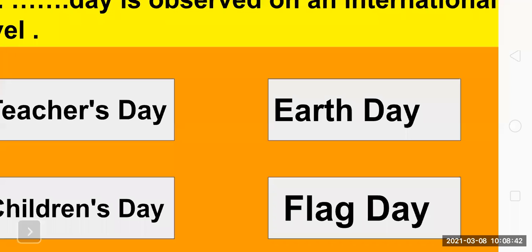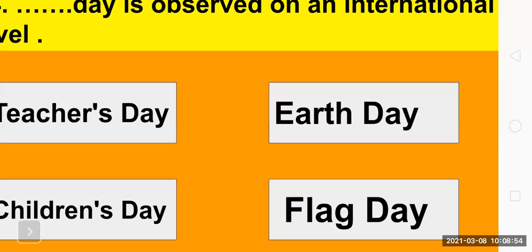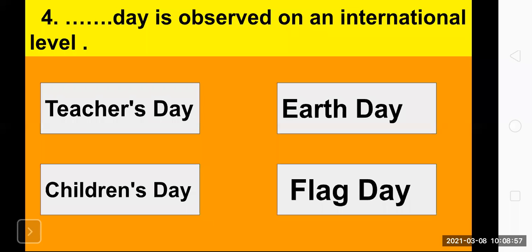Next was: which day is observed at an international level? Teachers' Day, Children's Day, Earth Day, or Flag Day. It is a very common question, students. We celebrate Teachers' Day in India as the birthday of Sarvepalli Radhakrishnan. Children's Day, we celebrate as the birthday of Jawaharlal Nehru. Flag Day is for the Army.